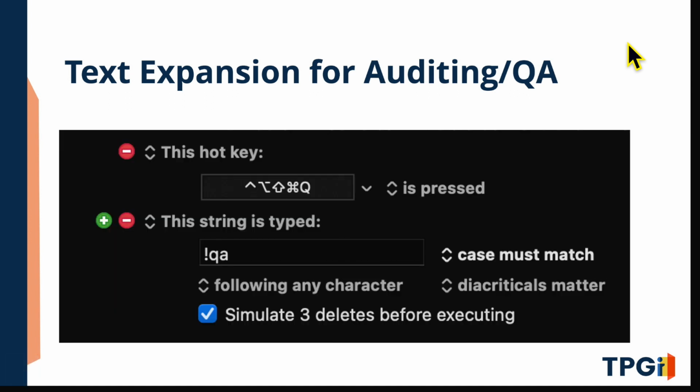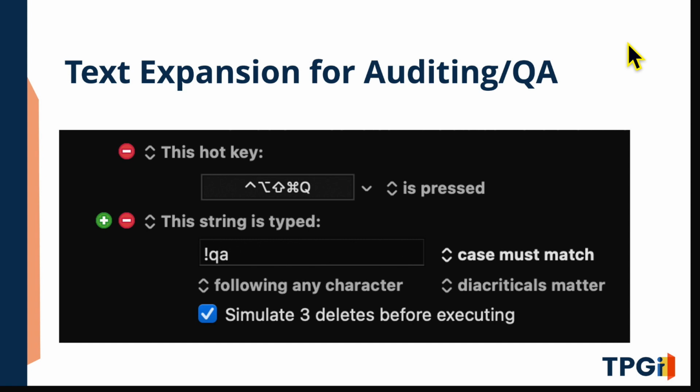In this example, I have set it so that it will spit this text out if I type !QA or I press Control, Option, Shift, Command and Q. Now, if that sounds tricky, the caps lock key on my computer has been mapped so that it triggers Control, Option, Shift and Command. So, for me, it's just caps lock and Q.